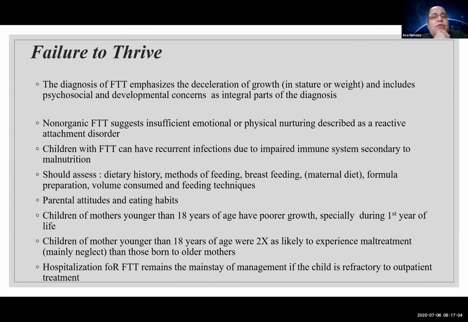So the diagnosis of failure to thrive emphasizes the deceleration of growth in stature or weight and includes psychosocial and developmental concerns as integral parts of the diagnosis. Non-organic failure to thrive suggests insufficient emotional or physical nurturing, described as a reactive attachment disorder. And children with failure to thrive can have recurrent infections and impaired immune systems secondary to malnutrition.